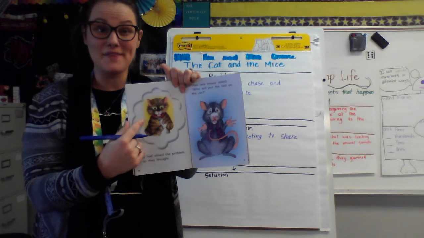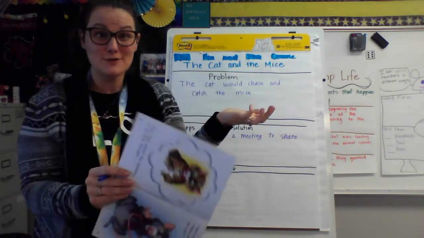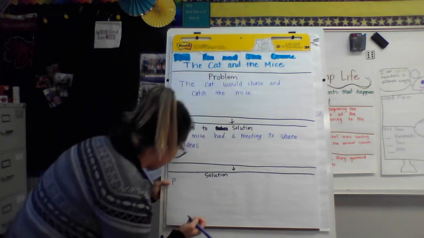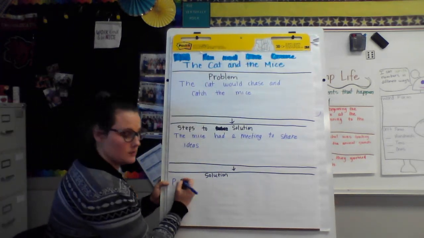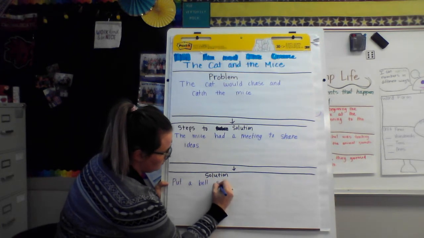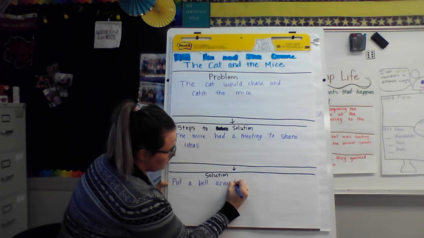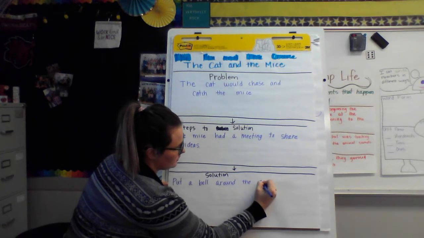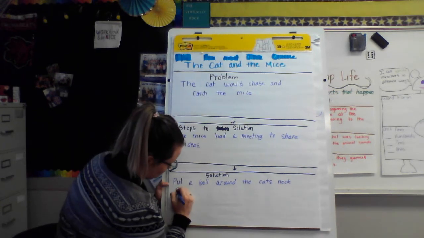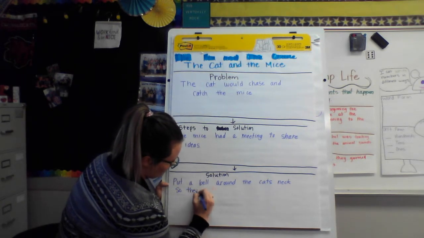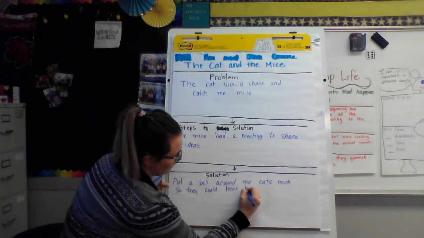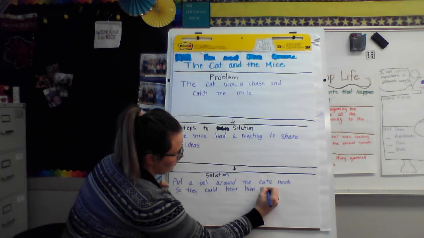If you said put a bell on that cat's neck, you are right. That was their solution. Put a bell around the cat's neck so they could hear him coming.